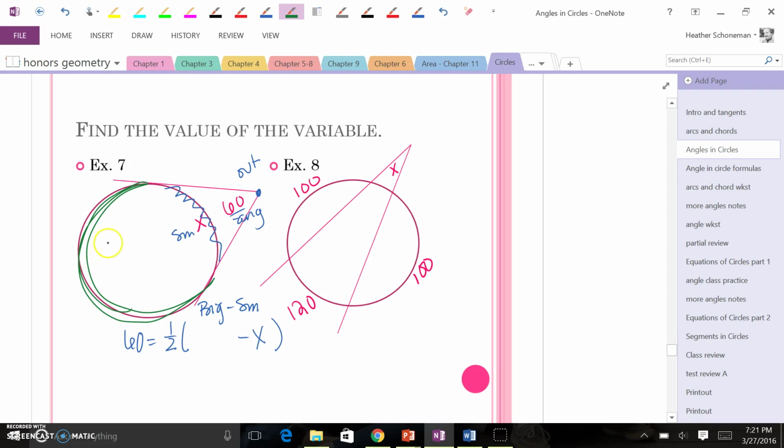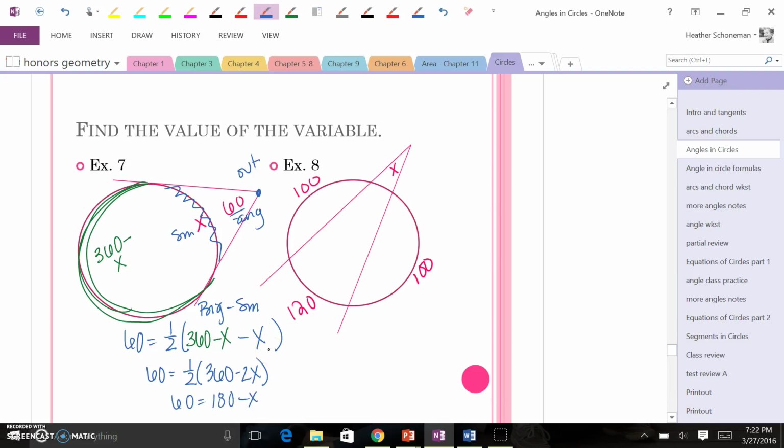Well, last time to get the big arc, we just did 360 minus the small arc, right? And the small arc is x. So the big arc is 360 minus x. So yes, you get two x's there. So now we have 60 equals 1/2 times 360 minus 2x. So 60 equals 180 minus x.